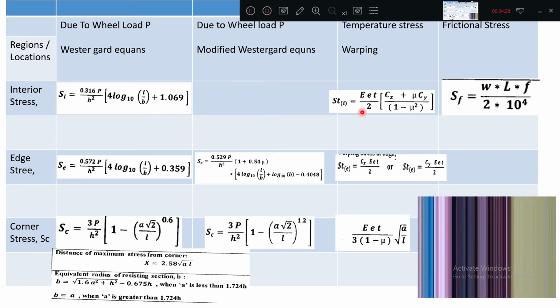Okay, these are temperature or warping stresses for three different locations. This is for all the locations for frictional. Okay, now this is the equivalent radius of resisting section. Very important table. Going to the next one. So that is why I have written wheel load, temperature, frictional.